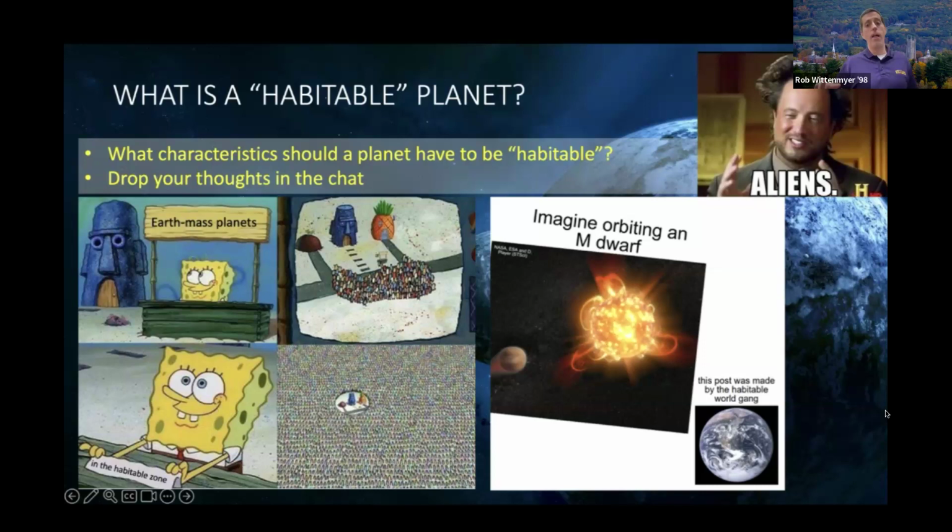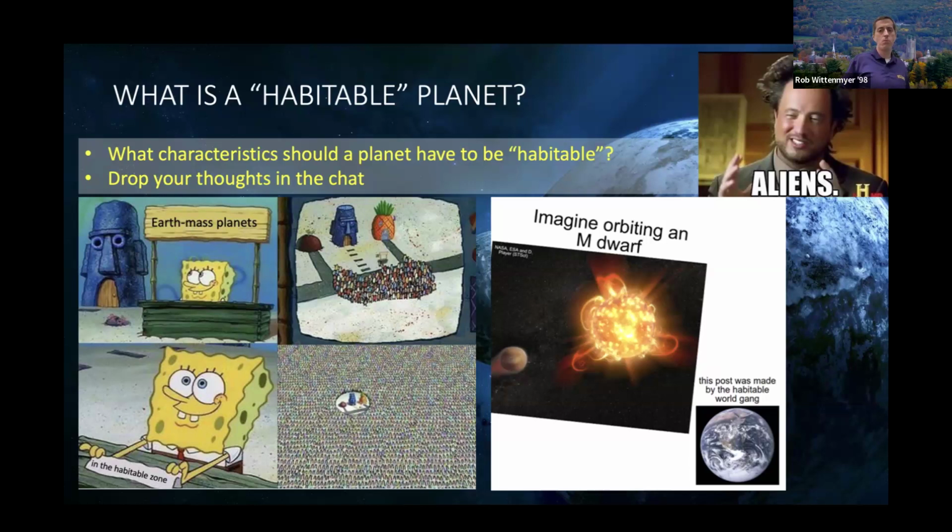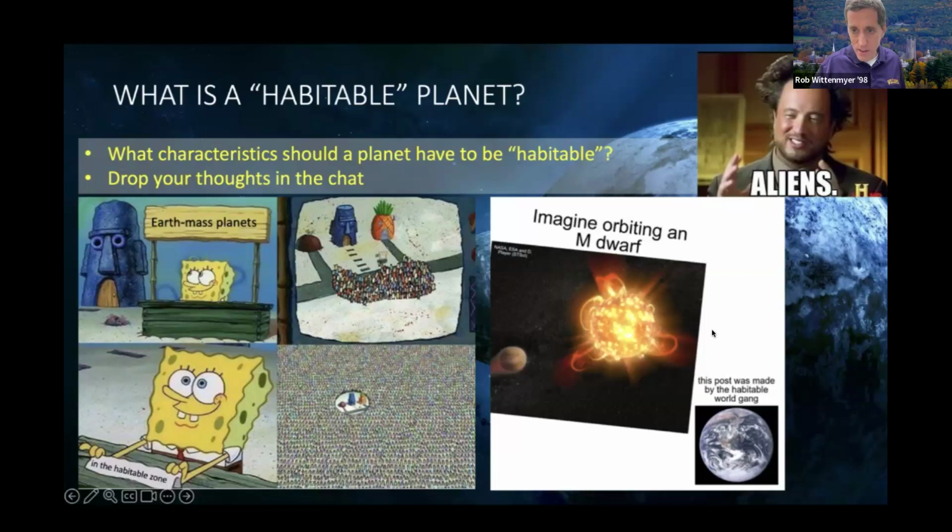So you might ask, what is a habitable planet, other than just being vaguely one AU from its star? I say drop your thoughts in the chat or the Q&A. Either or, I'm looking at both at the moment. And there's lots of interesting questions. This is good. Wow, lots of fun questions over here. All right, I don't want to get bogged down in the questions.